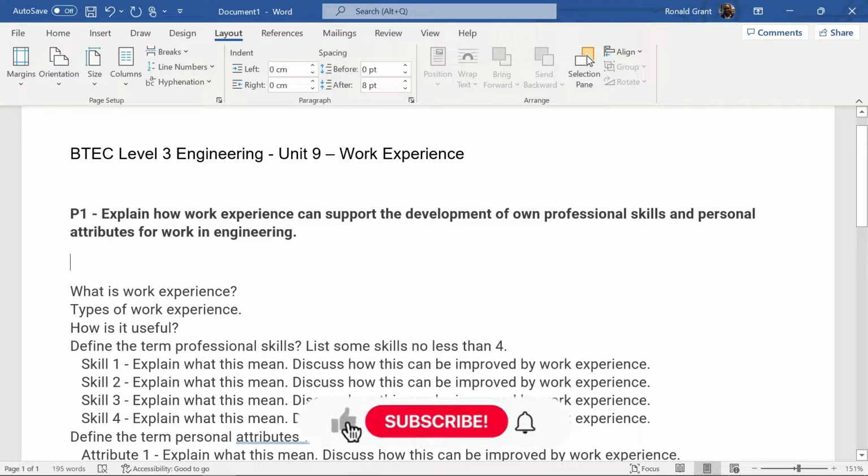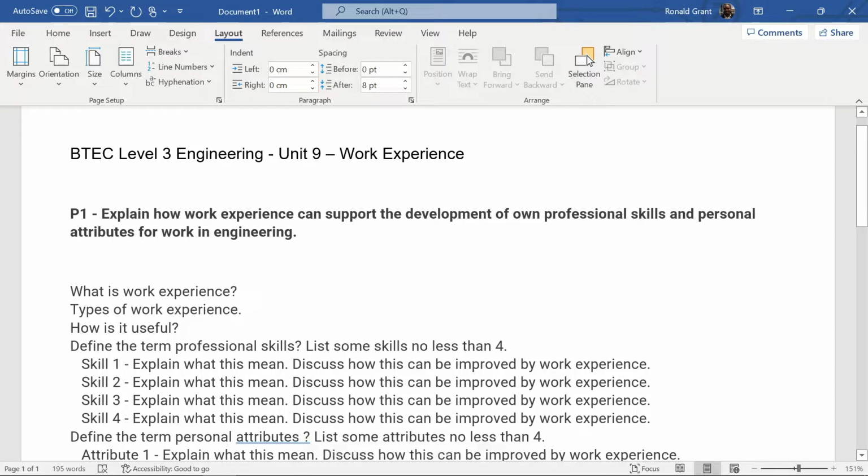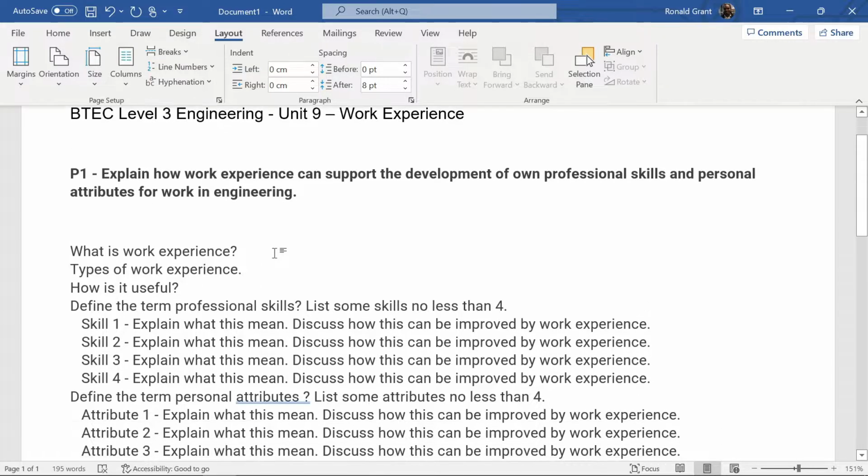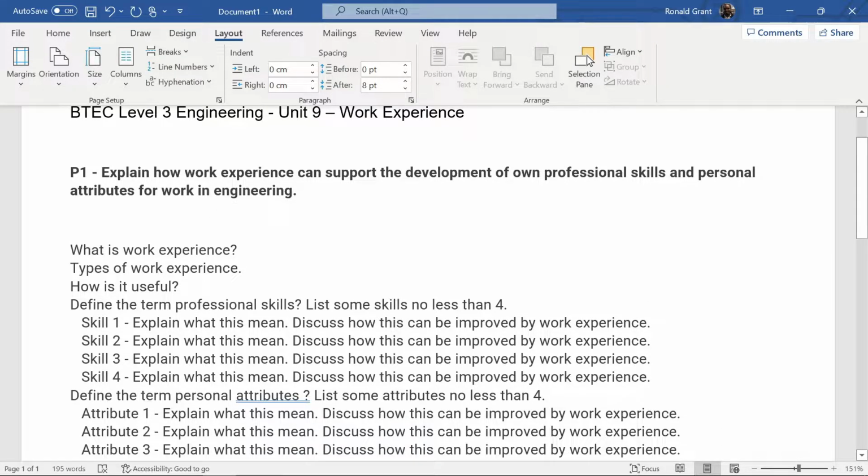Okay, well, this is BTEC Level 3 Engineering Unit 9, Work Experience, and I'm going to jump straight into P1. P1 says, explain how work experience can support the development of own personal skills and personal attributes for work in engineering. I think, generally speaking, before you start detailing anything or explaining anything, you need to define things so it's very clear, very obvious, very explicit what you're going to be speaking about.